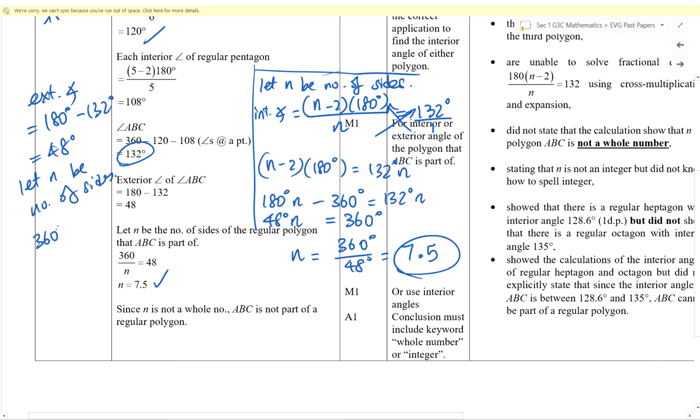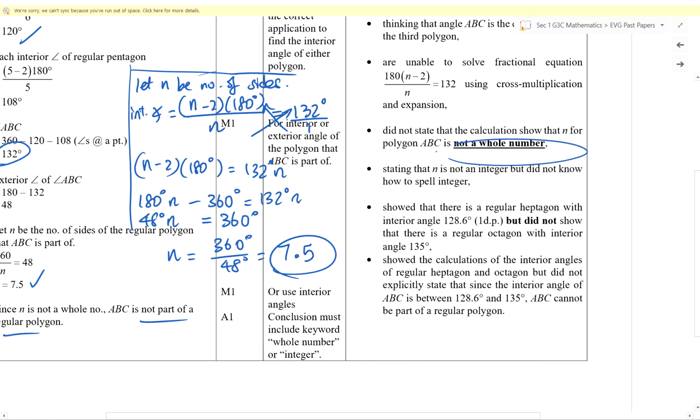So 360 degrees over n must be the exterior angle, 48 degrees. So this is the formula that relates our exterior angle with the number of sides. So from here we find the value of n again. We are always trying to find the number of sides. So 360 over 48 degrees, we get the same non-integer. It is not a whole number. And since it is not a whole number, we say it is not part of a regular polygon. You have to state it.